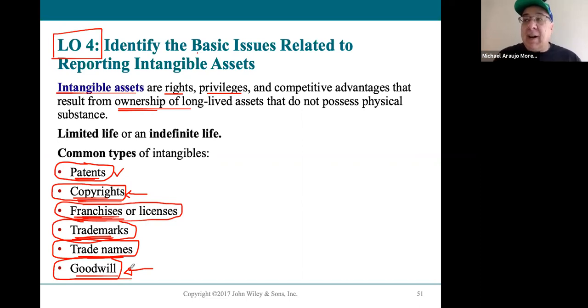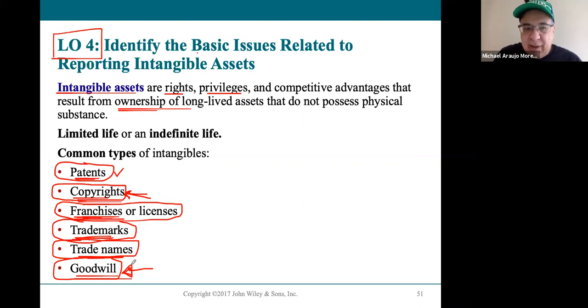So, Marvel characters have, again, these are copyrighted characters. They bought them for a much higher price. They overpaid for Marvel. Well, where do they come up with the extra money? How do they account for that? They account for it as goodwill.